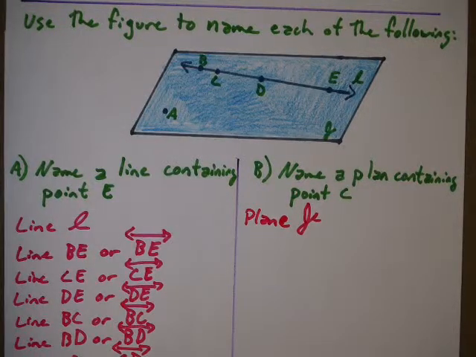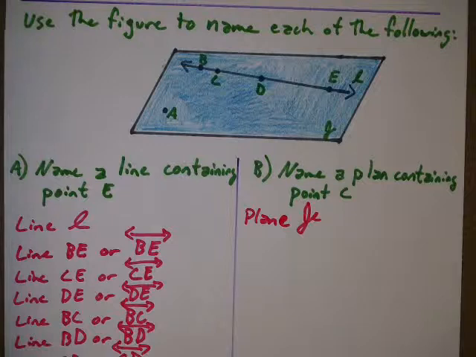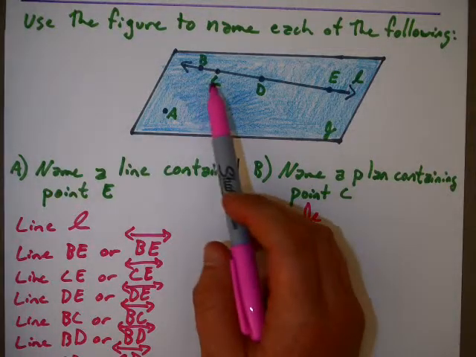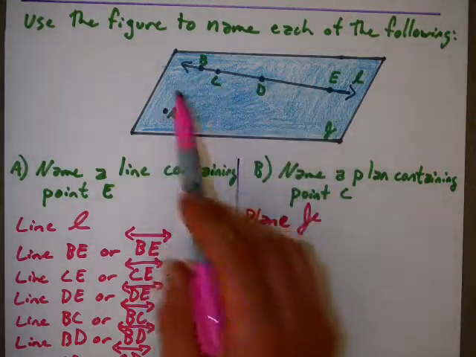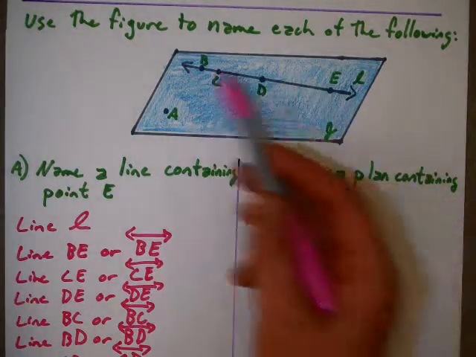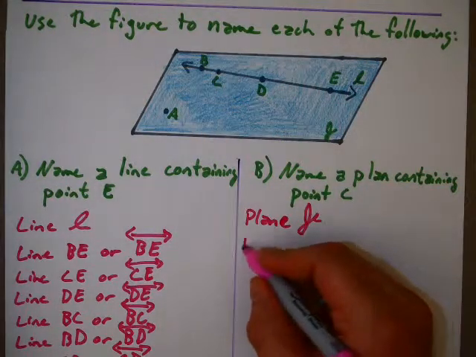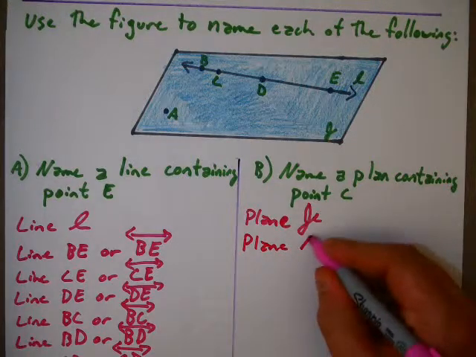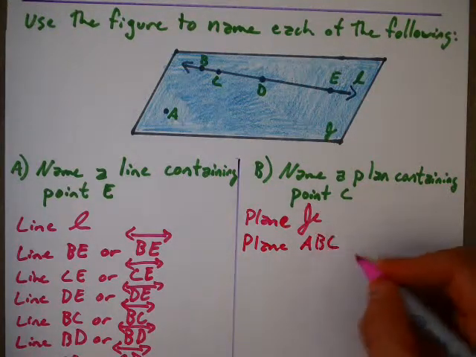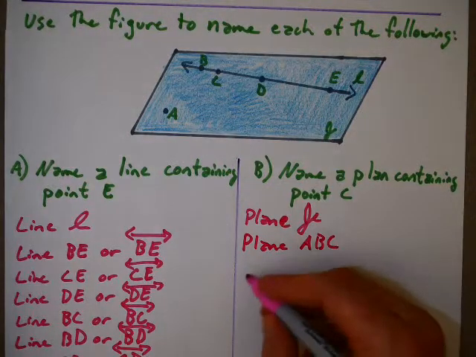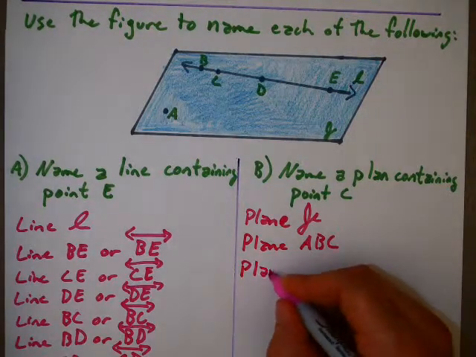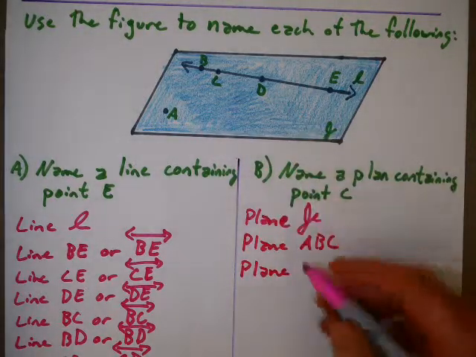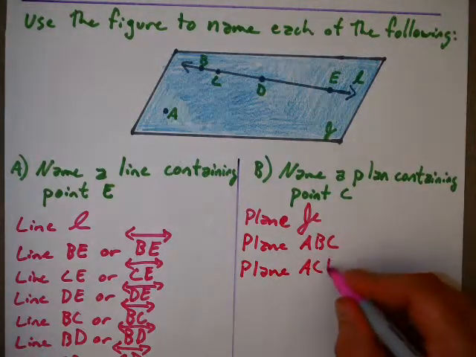The second way to name this is by naming it by 3 points that are not on the same line. They would be referred to as 3 non-collinear points. We can't name it, for instance, B, C, D, because those are all on the same line. So I need to pick a point that's not on this line, and that would be point A. So I'm going to start by calling it plane ABC. A third way to name this would be ACD.